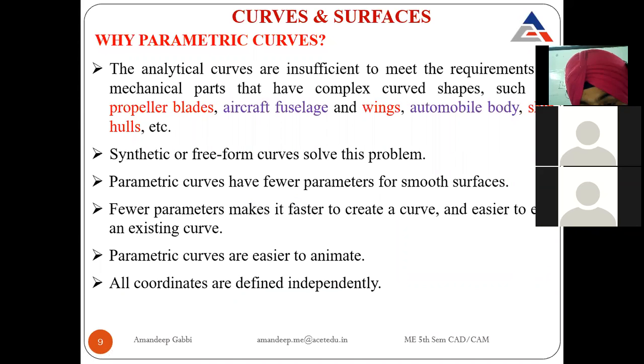Parametric curves have fewer parameters for smooth curves. Fewer parameters make it faster to create a curve and easier to edit an existing curve.